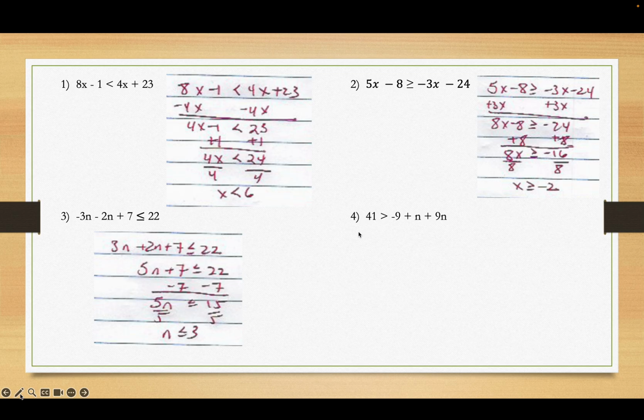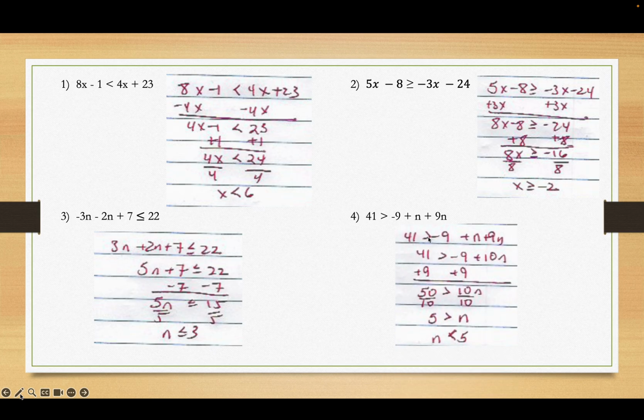On number 4, I get 41 is greater than negative 9 plus n plus 9n. Same side, same operation. N and 9n make 10n. That 9 is negative. Do the opposite. Add 9 to both sides. I get 50 is greater than 10n. Dividing by 10, I get 5 is greater than n. But we don't typically leave it like that.